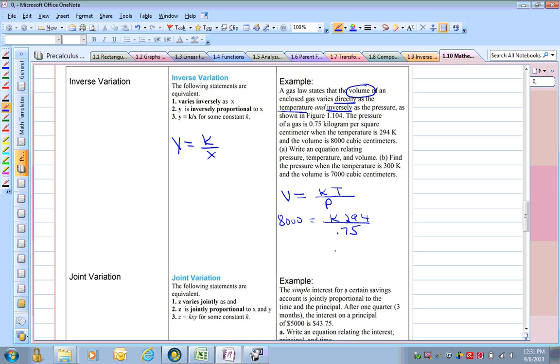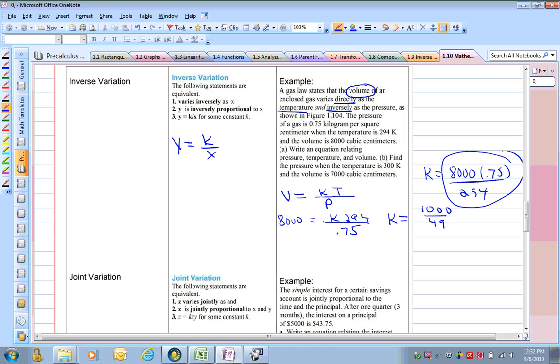When you do that and solve for k, you're going to get k is approximately, well, actually I'm going to give you an exact answer. It's 1,000 over 49. In this particular case, we would give you a calculator if we wanted that, or you could just have left it that k was equal to 8,000 times 0.75 over 294. So you could have used all of that as your constant if I didn't give you a calculator.